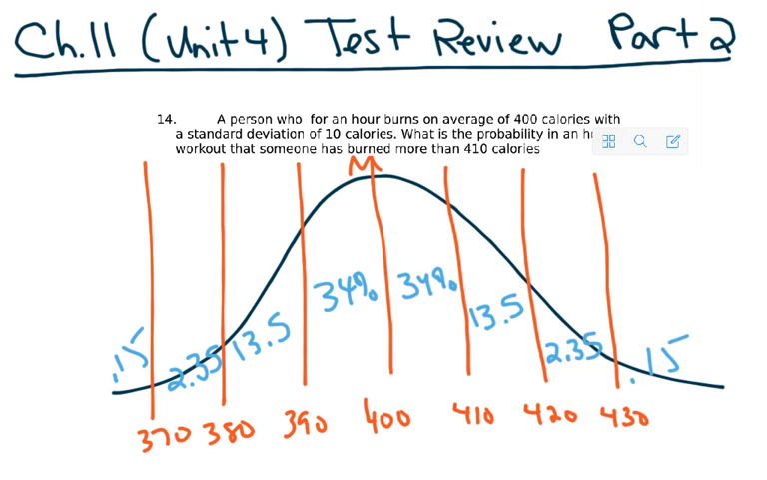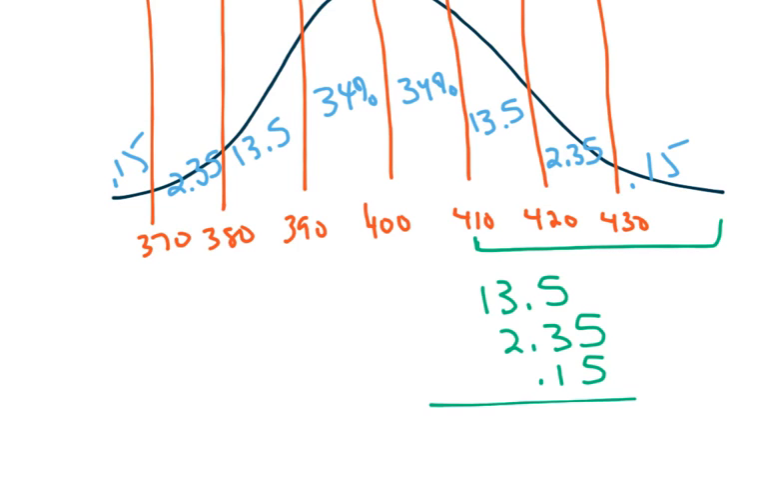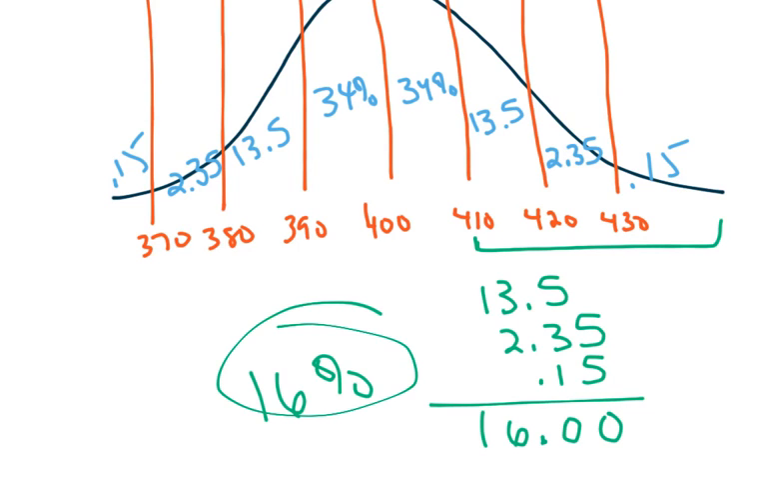So the question was, what's the probability in an hour workout that someone has burned more than 410 calories? Well, 410 is here, and here's more than. All I'm going to do is add up those probabilities, 13.5, 2.35, and 0.15. And it turns out that it's 16% chance.